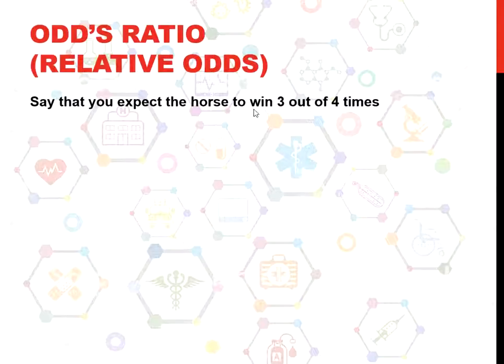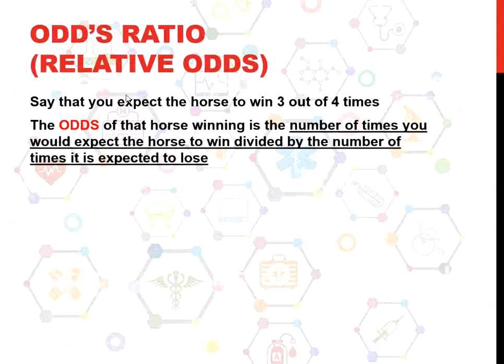Okay, so let's proceed with odds ratio. So, the relative odds, okay, so, ito muna example natin. So, parang betting. Say that you expect the horse to win 3 out of 4 times. So, the odds of the horse winning is the number of times you would expect the horse to win. So, ilang beses daw siya mananalo?